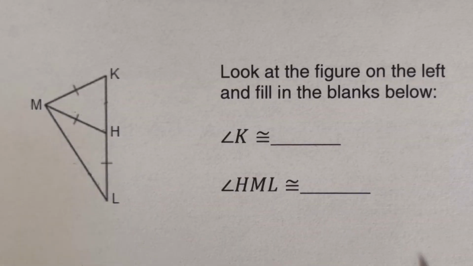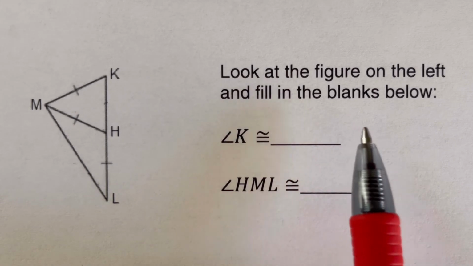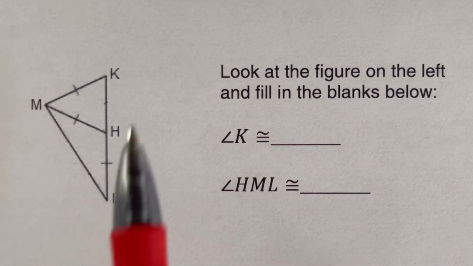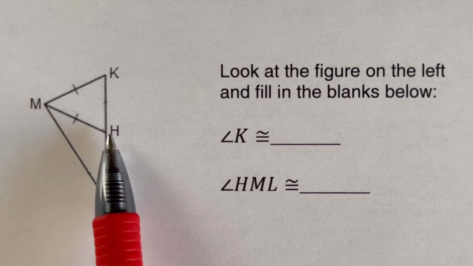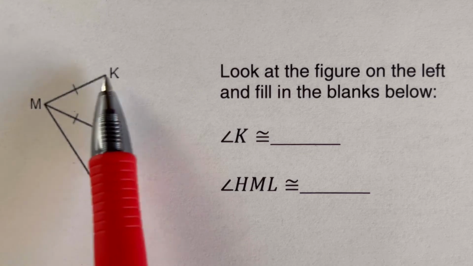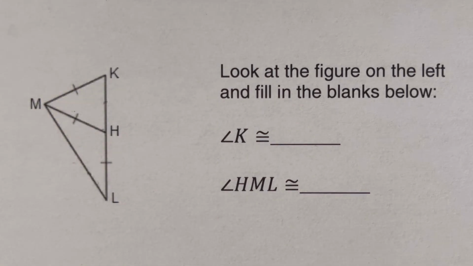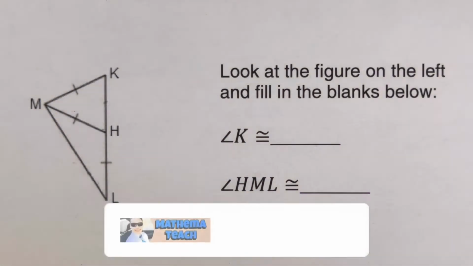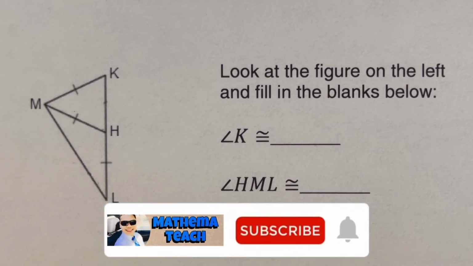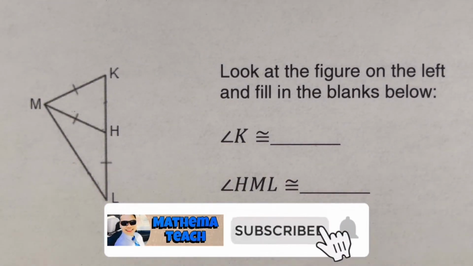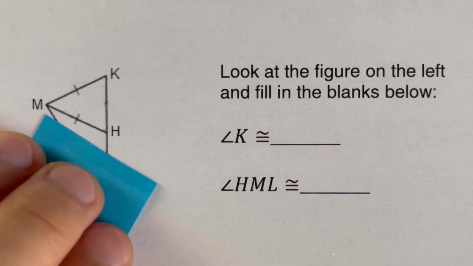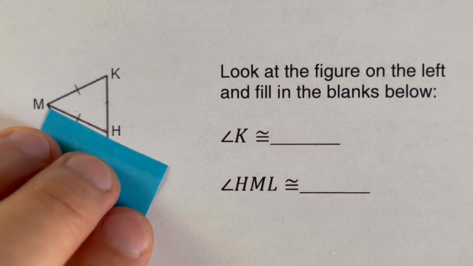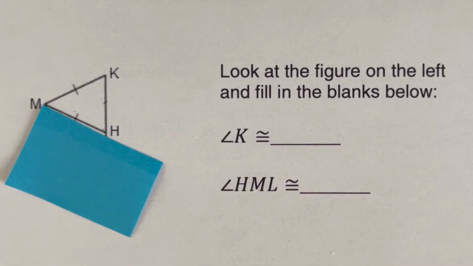Look at the figure on the left and fill in the blanks below. There are two triangles here: triangle KMH and the other triangle MHL. There's two of them, but we also have a big triangle, that's the whole thing. In order that we're not confused or overwhelmed with all of these sides, it is important that we cover one of the triangles so we can focus on one after the other. So I will cover this other triangle so we can fill this first blank in.